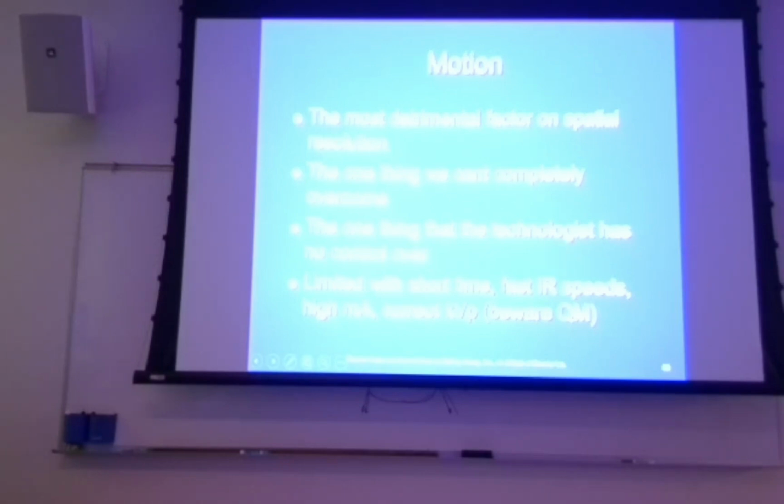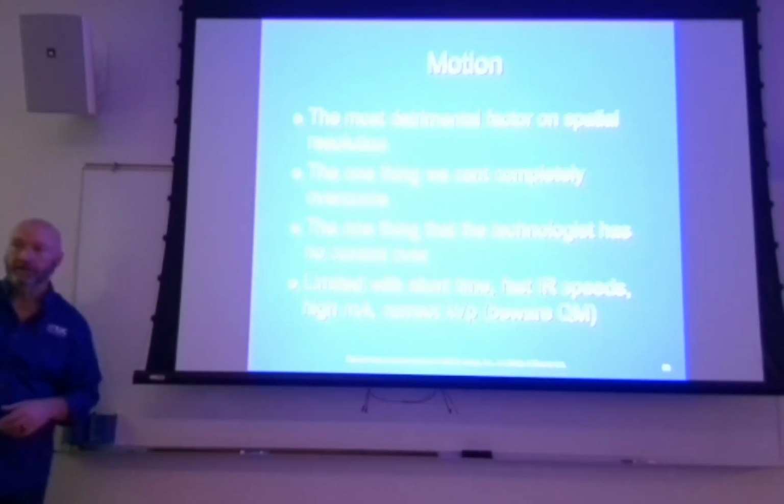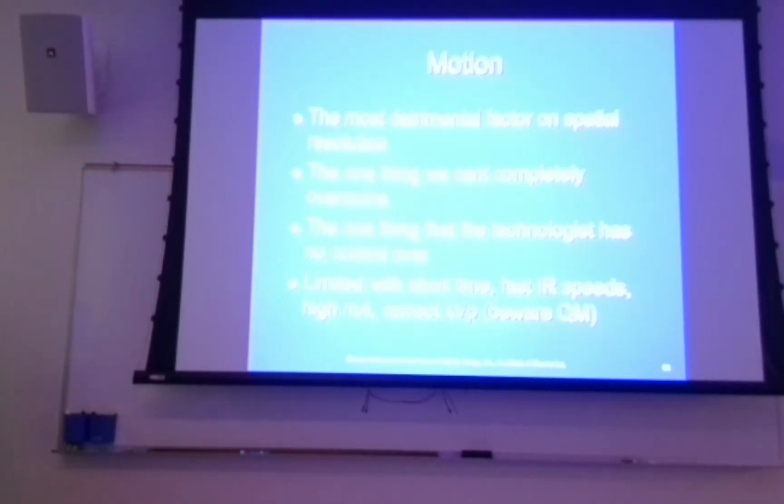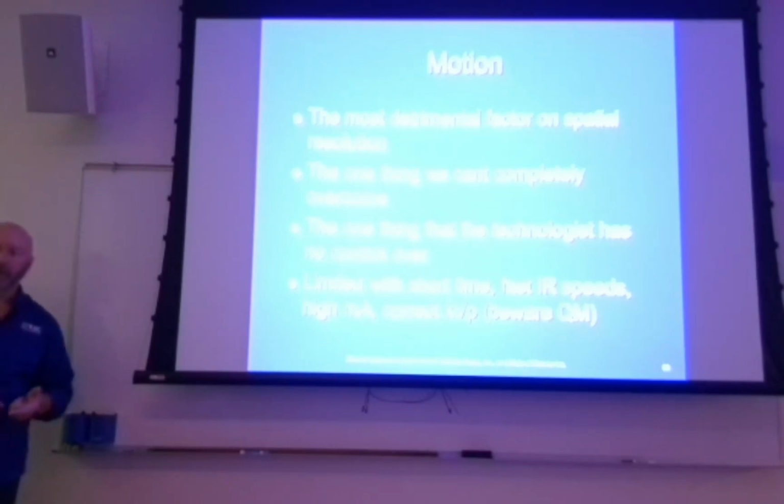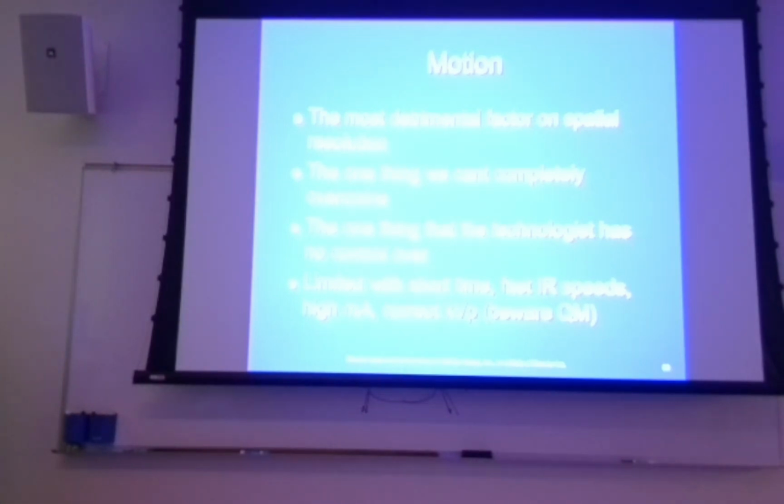So motion is the most detrimental thing that would affect your spatial resolution. It's the one thing that you can't control completely. You can control the length of your exposure and reduce the likelihood of seeing a motion artifact, but the patient is 100% in control of whether or not they move, right? So you can't really completely overcome it.